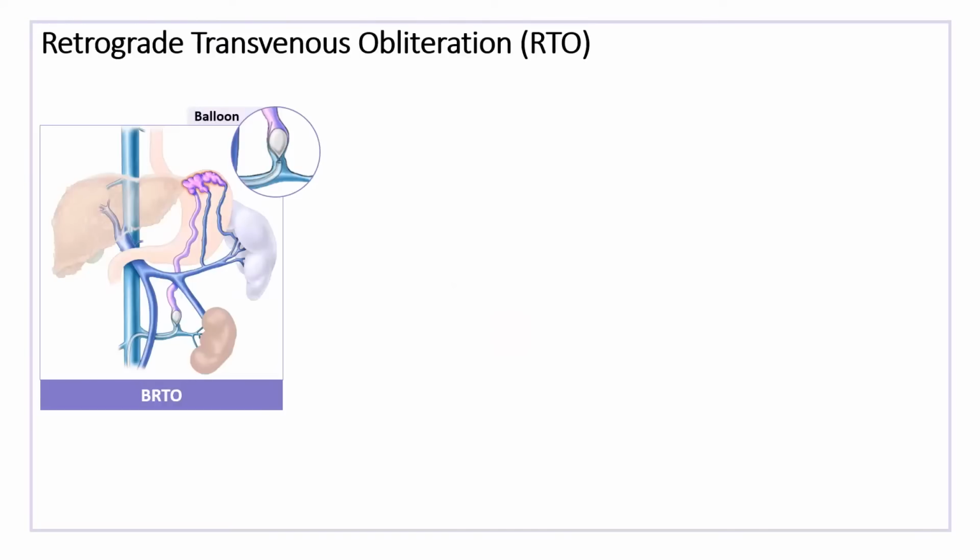Now, this picture is the same as the last one, and it shows this balloon retrograde transvenous obliteration. And this is the first type of RTO procedure that was made. And in this procedure, you can see that the balloon is inflated in the gastrorenal shunt here, right? And after the balloon is inflated, there are sclerosants that are injected into the system. And the balloon is important because you don't want this sclerosant to flow back because it can cause catastrophic complications sometimes, such as the stenosis, such as the thrombosis of the renal vein or the portal vein.